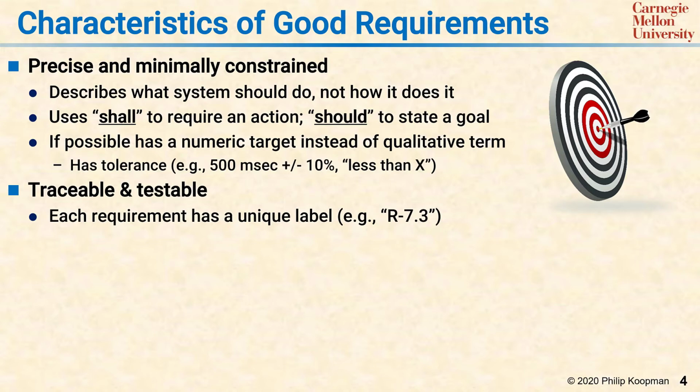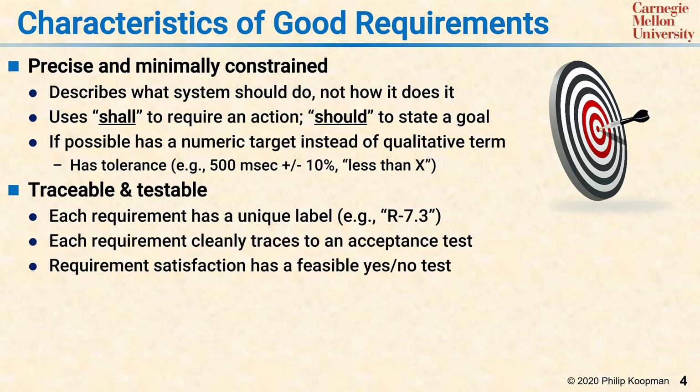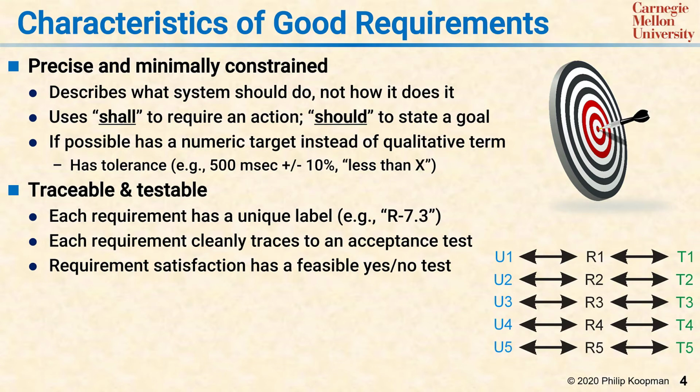That label makes it easy to trace the requirement to an acceptance test. In your acceptance test plan, rather than have a complete repeat of the text of the requirement, you can just say, this test checks requirement R-7.3, and you know exactly what the test is for. Each requirement should have a feasible yes-no test.